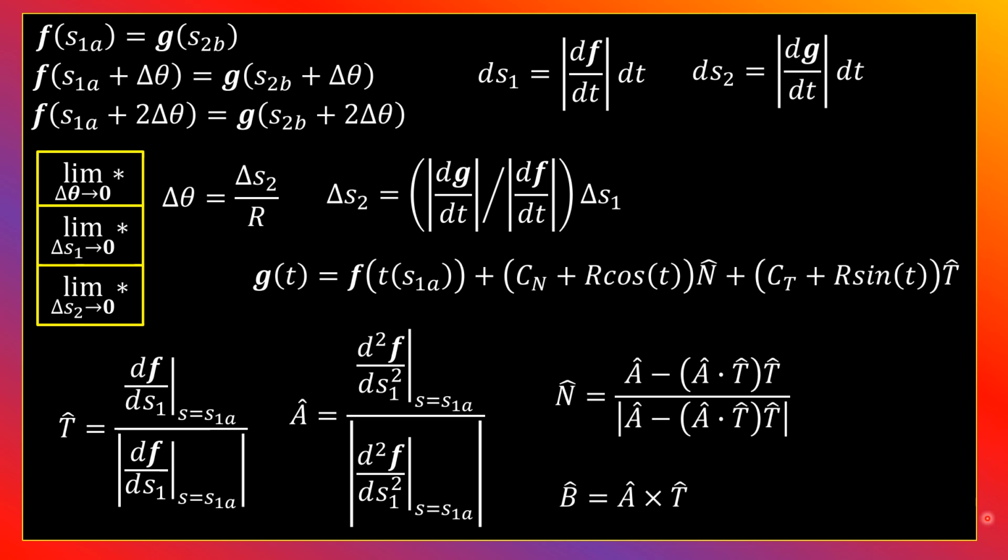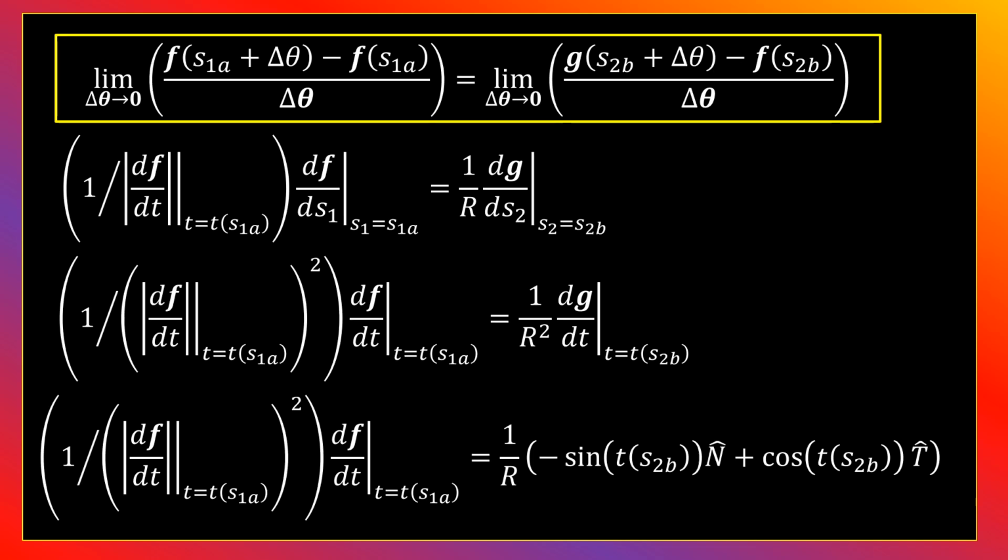And then we have b hat, which is a unit vector normal to our osculating plane, which we get by saying a hat cross t hat. Now we can also say n hat cross t hat, but it's a lot easier if we say a hat than n hat, because n hat is a bit more complicated of an expression.